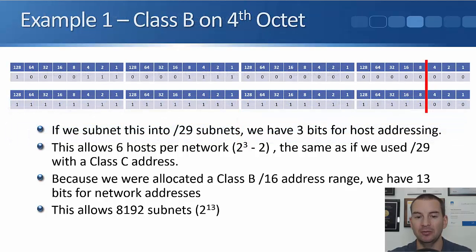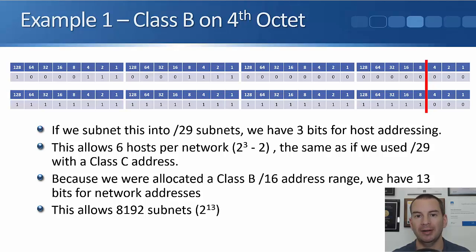And if we subnet that into /29 subnets, we're going to have 3 bits for host addressing because we've got 32 bits in the address. 32 minus 29 gives us our 3 bits. And that will allow us 6 hosts per network, because 2 to the power of 3 is 8, minus our 2 gives us 6 hosts. So a /29 is going to give us 6 available hosts per network, whether we're using a Class A, B, or C. It's going to be the same for all of them.